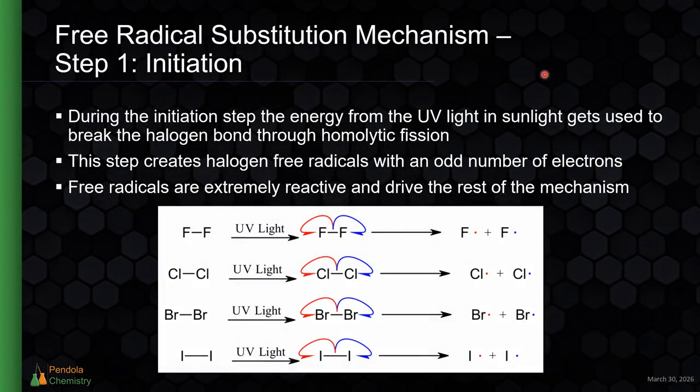So like I said, there are 3 steps to free radical substitution. Now, one of the things I will say about these 3 steps is that a lot of the issues with understanding free radical substitution come from people seeing these steps as sequential. They think step 1 is going to happen, and then it's going to stop happening, and step 2 is going to happen, and then step 2 is going to stop happening, and then step 3 is going to happen. This is not true. The free radical substitution mechanism is not sequential.